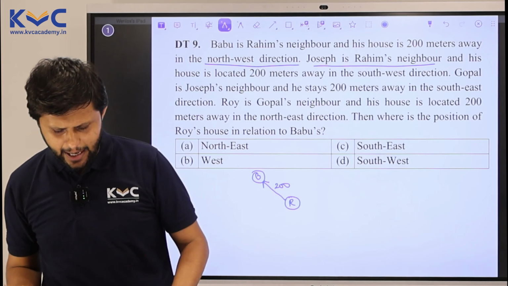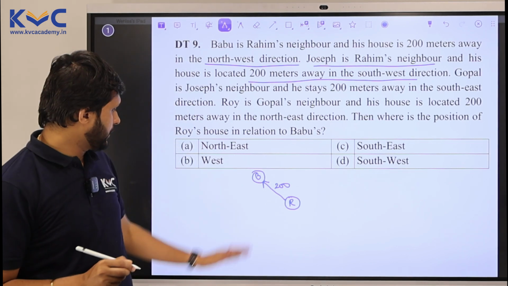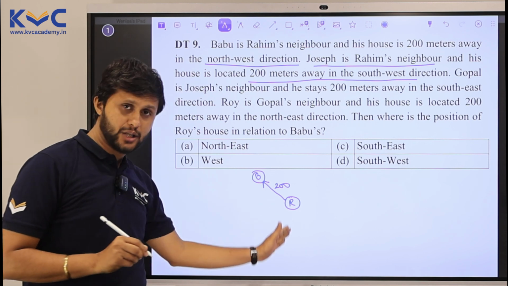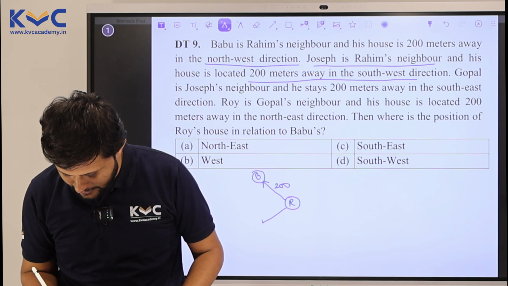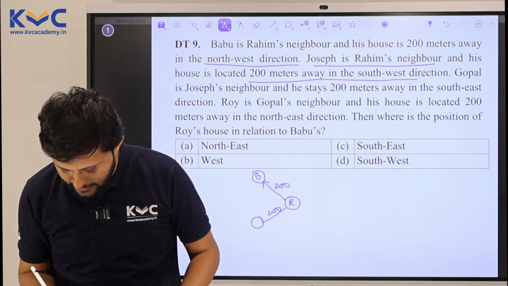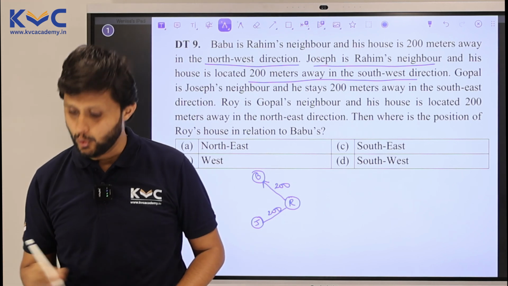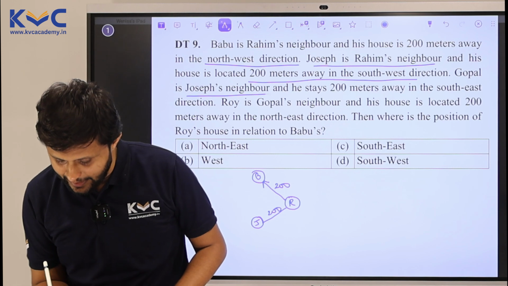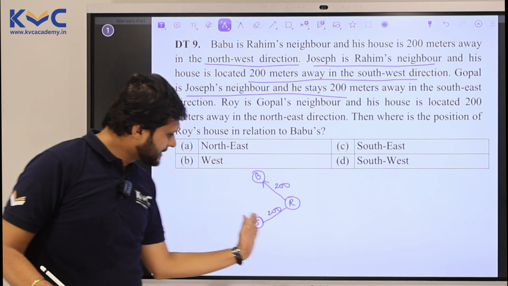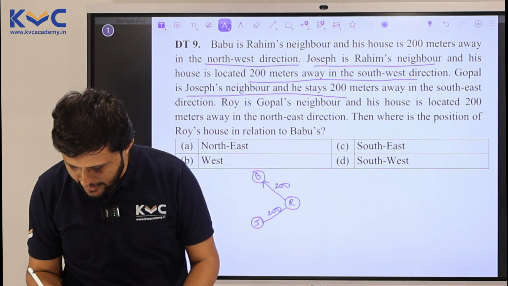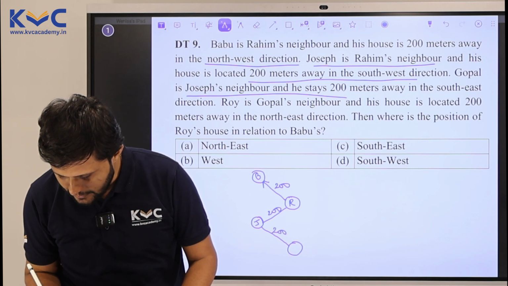They're living very happily and his house is located 200 meters away in southwest direction. So, Rahim is here, south is down, west is this side. So, southwest, again 200 meters, equidistance, let's keep it. And here is Mr. Joseph. Gopal is Joseph's neighbor and he stays 200 meters in the southeast direction. South would have been down. East is this side. So we have southeast direction again 200 meters. This is Gopal.